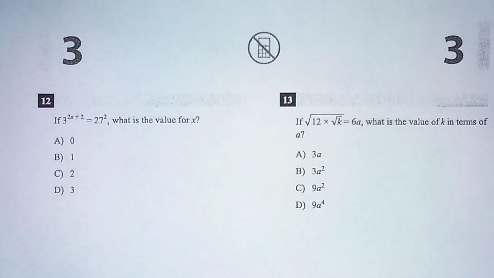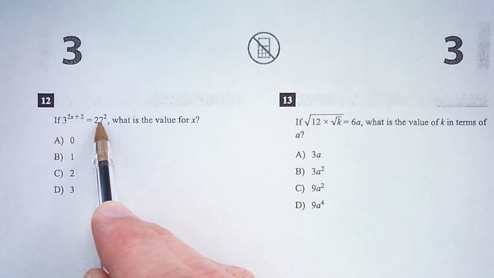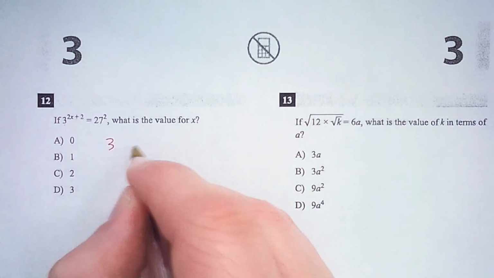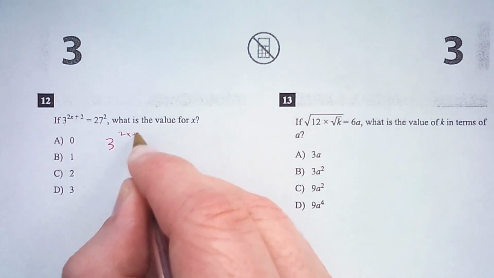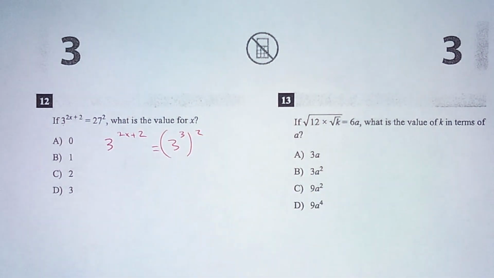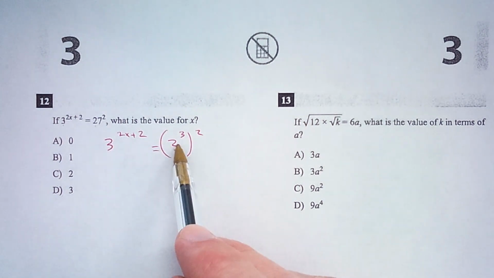If 3 to the 2x plus 2 power equals 27 to the second power, what is the value for x? Okay, so I've got a base 3 over here and a base 27 over here. I don't like that. I want them to be the same base. But I do know that 27 is the same as 3 to the third power, 3 times 3 times 3. So I'm going to change this to 3 to the 2x plus 2 power equals 3 to the third power squared. Okay, so 3 to the third power is 27. I've just made it now so I have the same base on both sides.